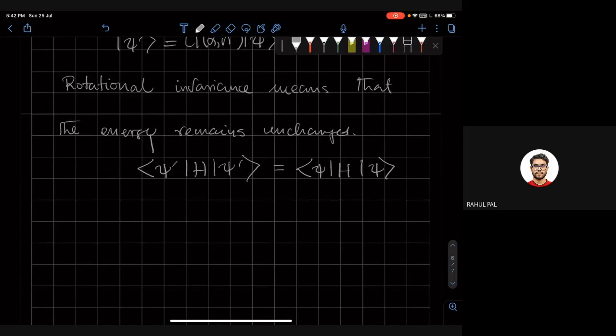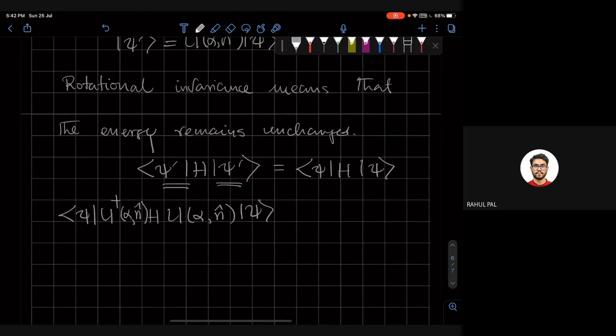So we can write this equation now as H. What is psi prime? Psi prime is U of alpha n acting on psi. And then what is the bra of psi prime? It'll be the bra of psi acted on the right by U dagger of alpha n hat. On the right-hand side, I have psi H psi.